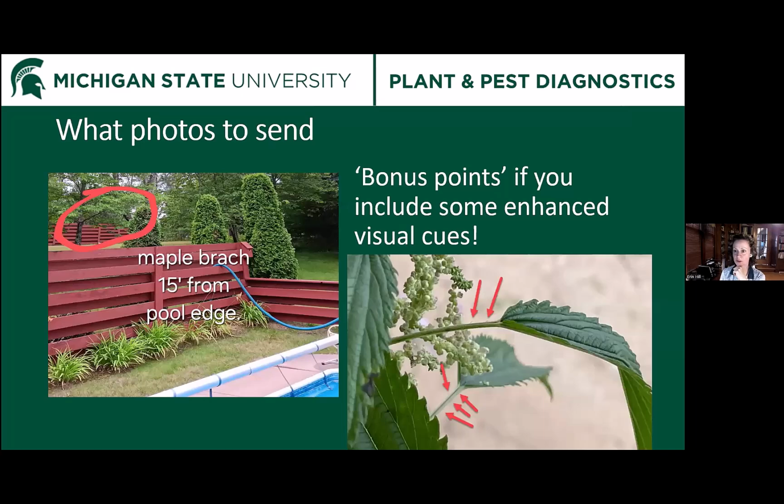You get bonus points if you send us pictures that are enhanced using your digital technology. So here we can see this is more of a residential sample, but they're trying to show us in their yard where this maple branch is, where it came from. And then in this case, we can see that there's a pool nearby. And sometimes that is important in diagnosing these types of residential problems.